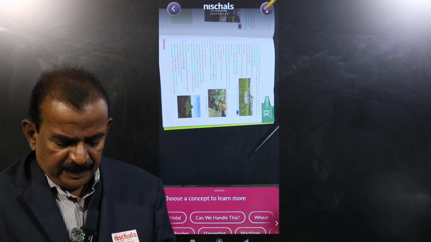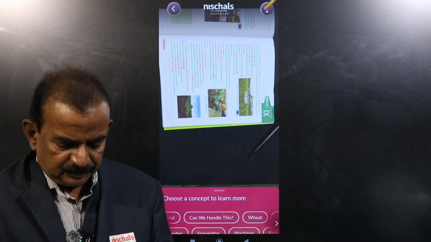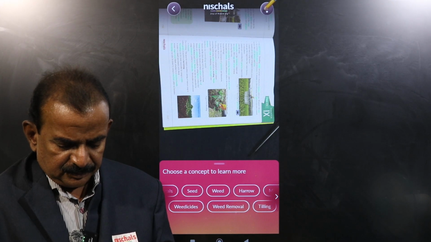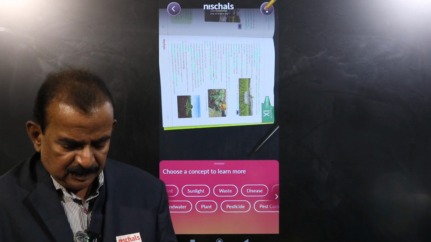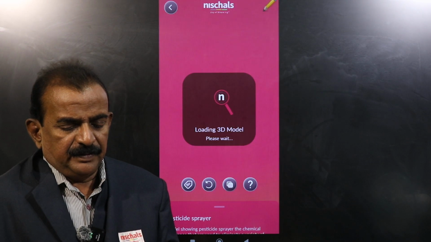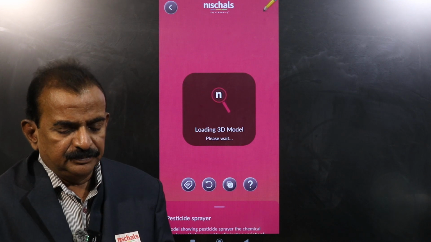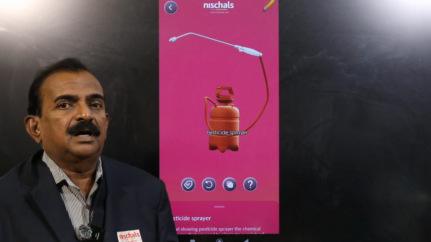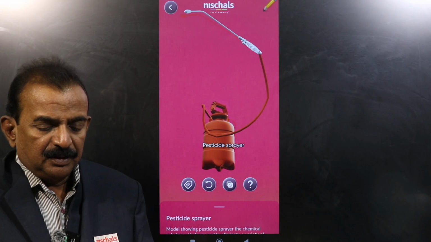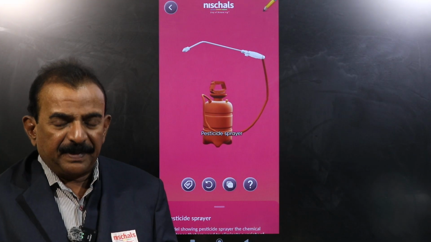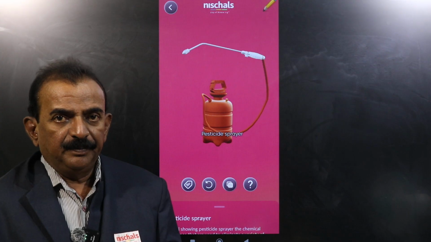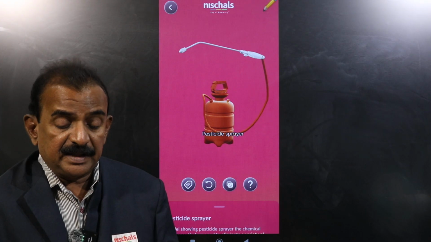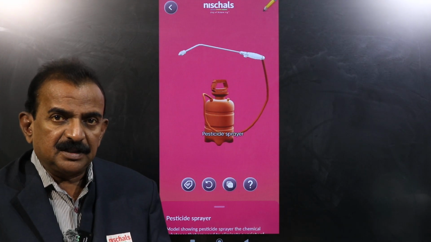Next we are observing another 3D model, and this is a pesticide. Pesticides are used by the farmers to control pests. Pests are bacteria, viruses and rodents, and they damage fungi and cause great damage to the plants, especially crops.